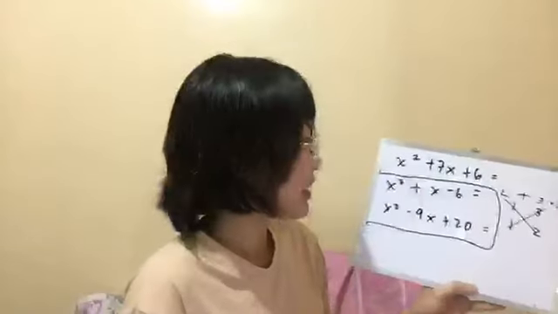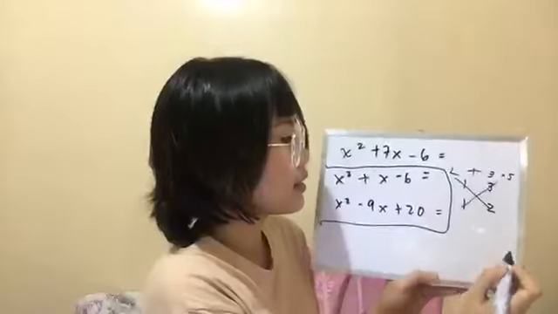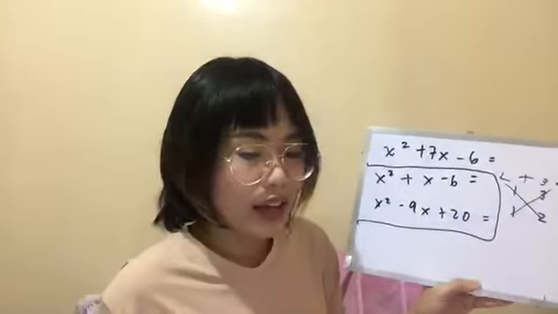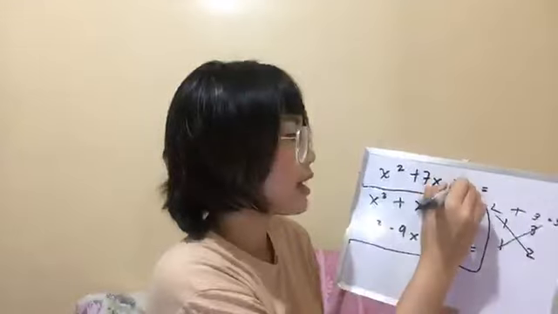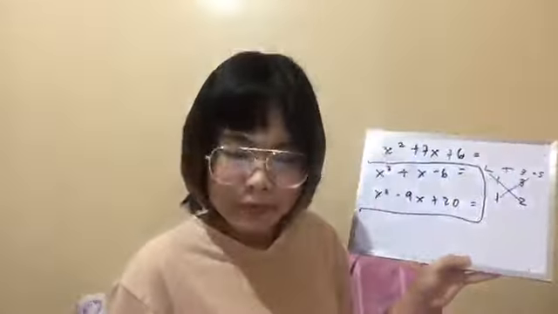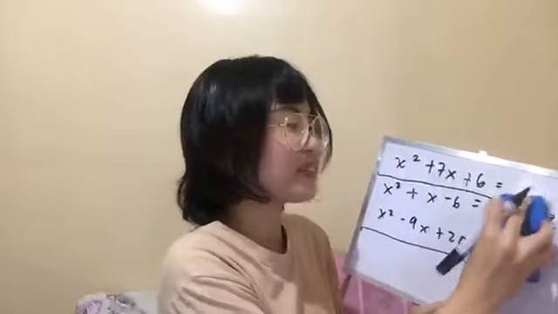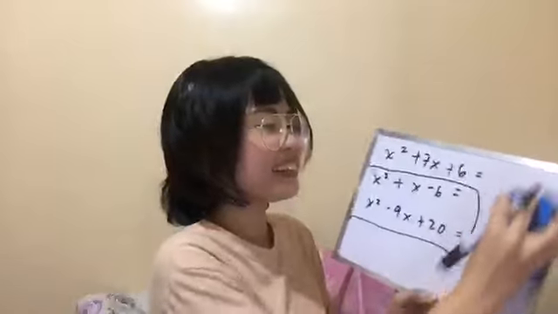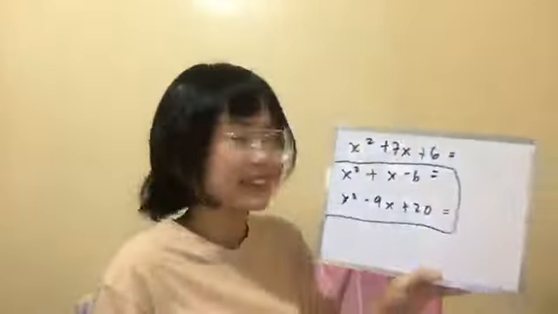Brain processing. Oh, this should be minus 6. Okay, I messed up. No, wait, this is plus 6. This is plus. I didn't mess up. I just looked at the other given. This one is minus 6, this one is plus 6.